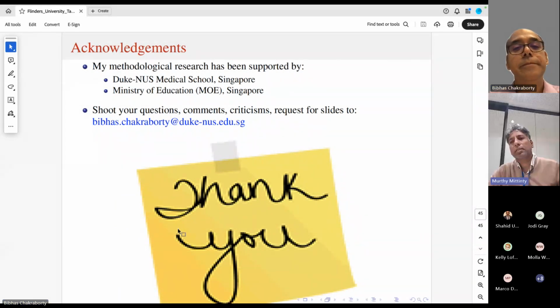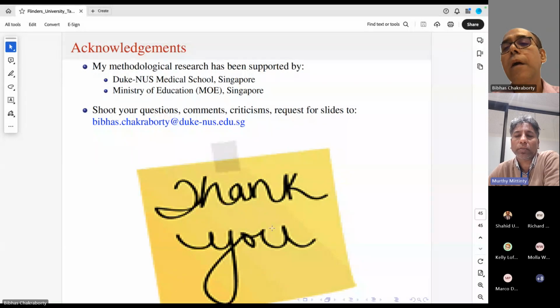Thank you very much, Bibas. I think we have two questions, one from Shahid in regards to your square root transformation. What's wrong if I use mixed effect Poisson or negative binomial rather than taking square root for making Gaussian distribution?